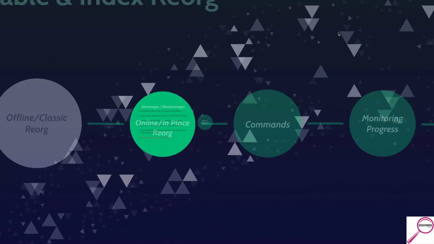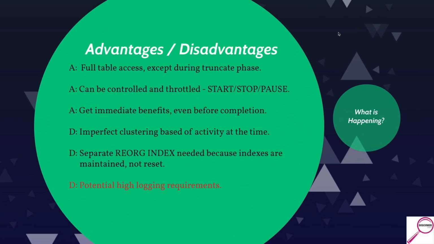So let's go to the newer version of reorg, the online or in-place reorg. There are a couple advantages here. The full table access, except during the truncate phase. And I'm going to talk about that when the what is happening phase gets here. But the truncate phase sometimes is elongated or very short, but for the most part you have full table access, and that is a huge advantage.